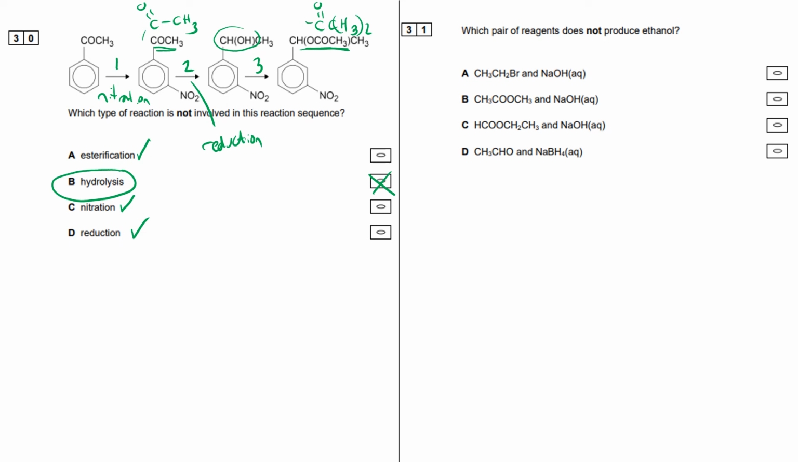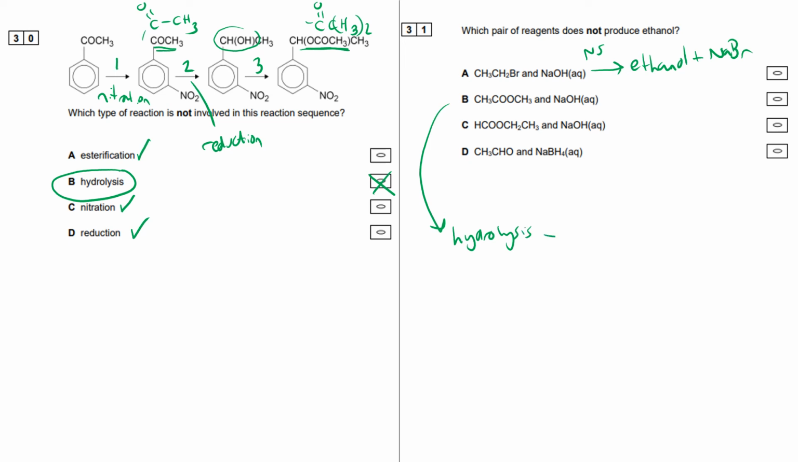Question 31. Which pair of reagents does not produce ethanol? So answer A, you've got a haloalkane plus aqueous sodium hydroxide. That'll be nucleophilic substitution. The OH swaps for the bromide, so you're going to get ethanol and sodium bromide forming. B, you have an ester plus sodium hydroxide, so that is ester hydrolysis.